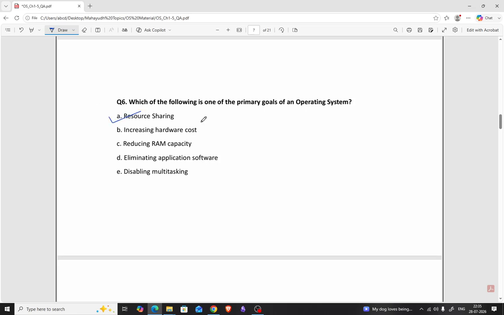The OS allows multiple users and programs to share the resources efficiently. One main primary goal of the operating system is resource sharing.